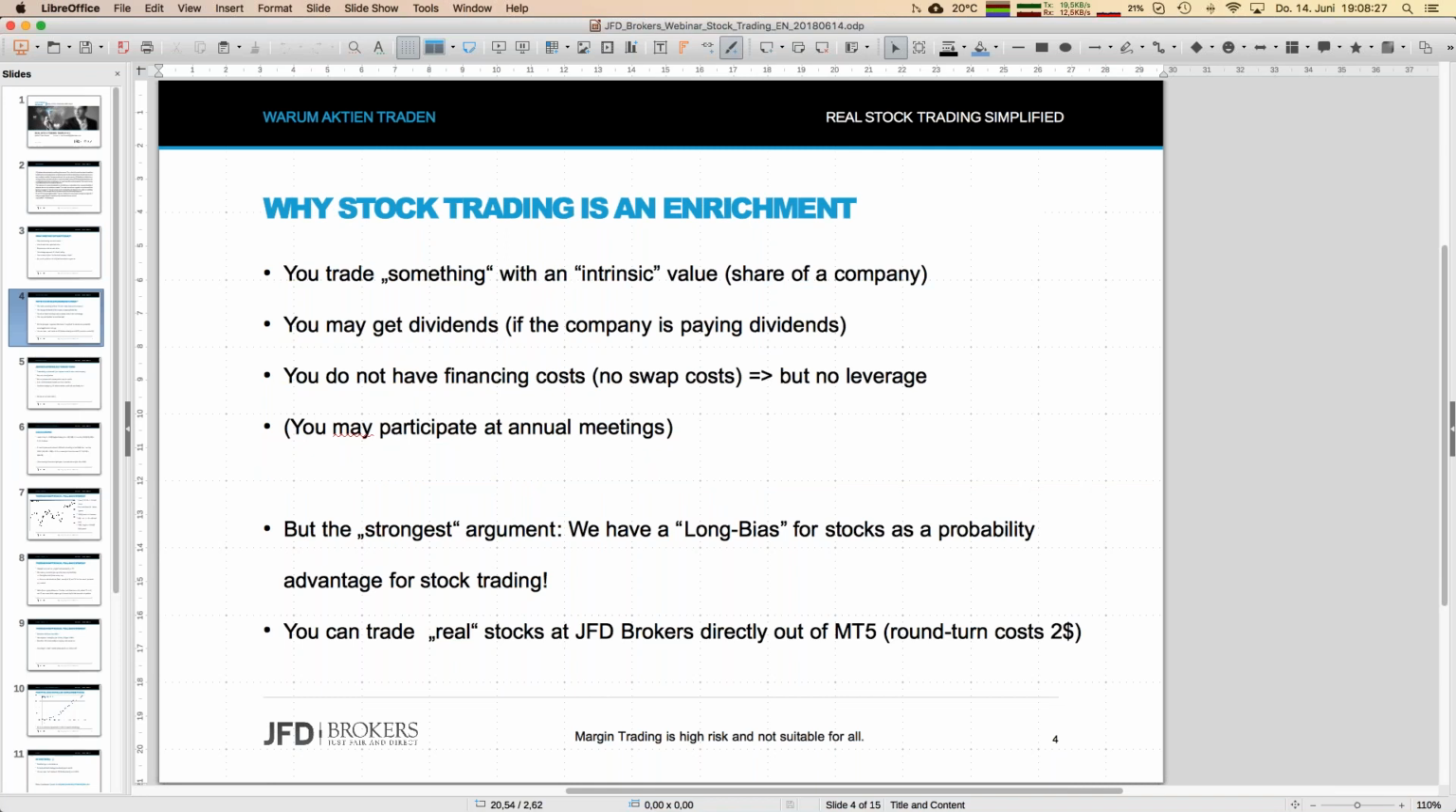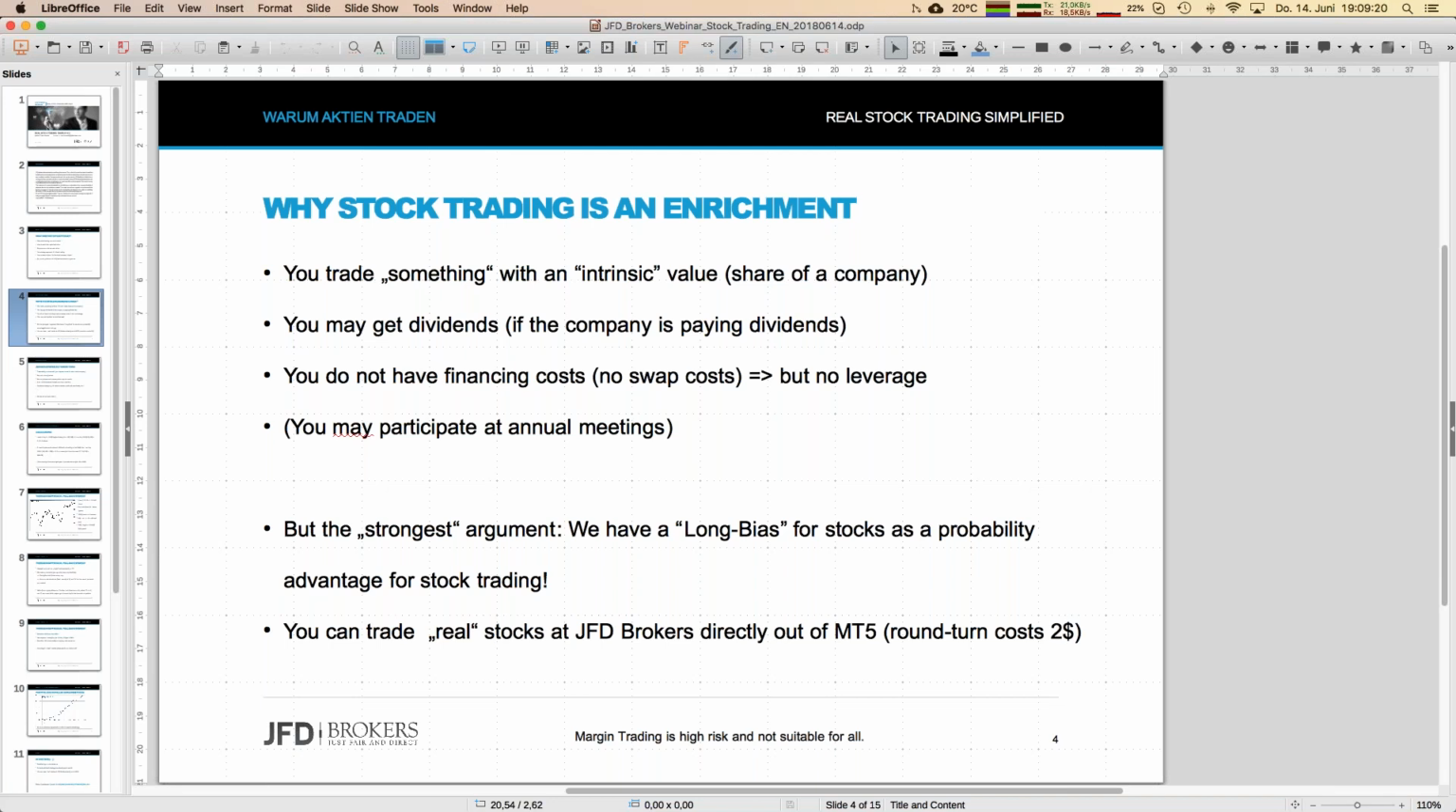So why is stock trading a real enrichment? The first thing we have to keep in mind is that if we buy real stocks, and I mean real stocks, not CFDs on stocks, you buy something with an intrinsic value. It's similar to buying a piece of gold. Because you have a share of that company. You are owner to a very minor percentage, but you are owner of that company. So there are real assets behind: buildings, knowledge, people, patents, whatever, products, product lines, and so on. So it's a real asset which you buy. So it has an intrinsic value.